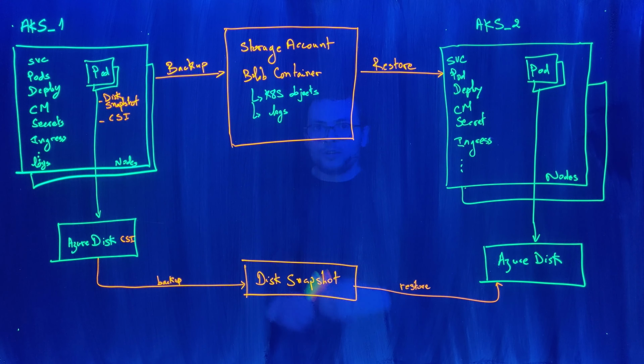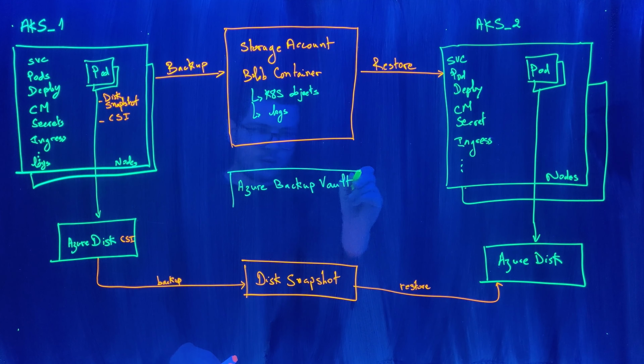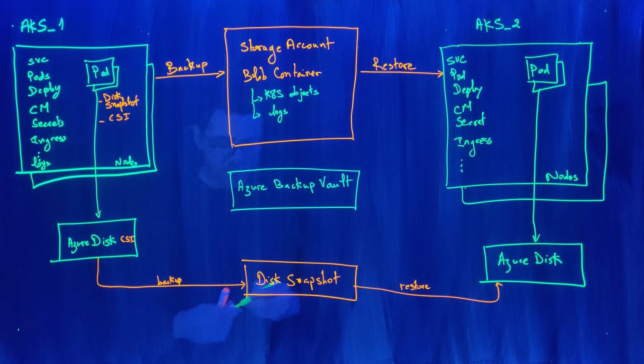Now the one that will orchestrate all of these operations is the AKS backup, or the Azure Backup Vault. Let's add it into our dashboard. So it's Azure Backup Vault. It's not ASR, okay? It's not Azure Site Recovery. It's Azure Backup Vault. It will orchestrate all of this work.